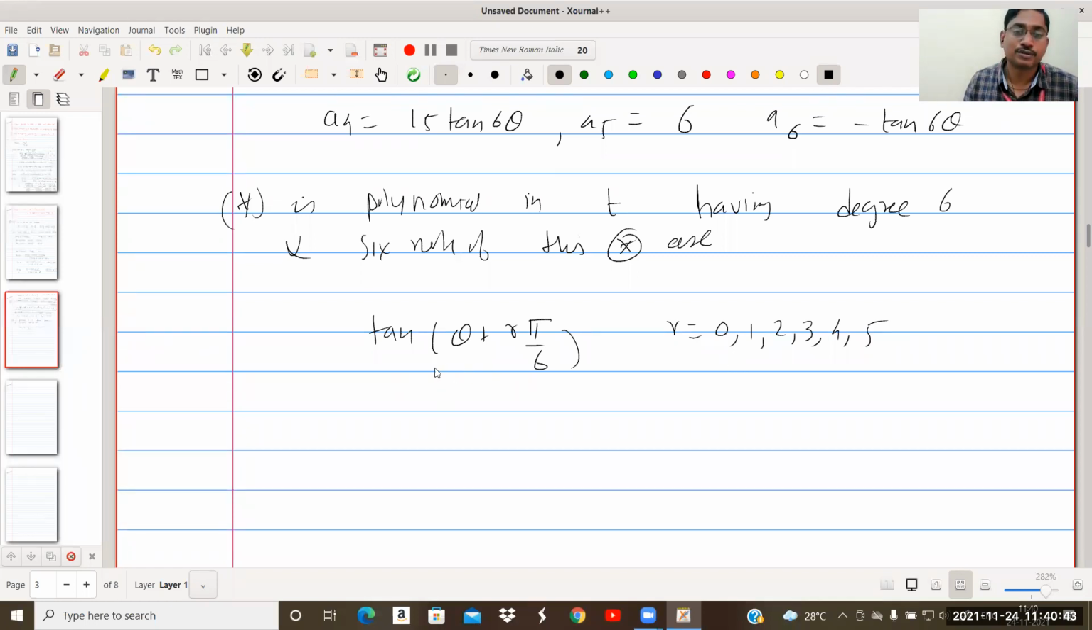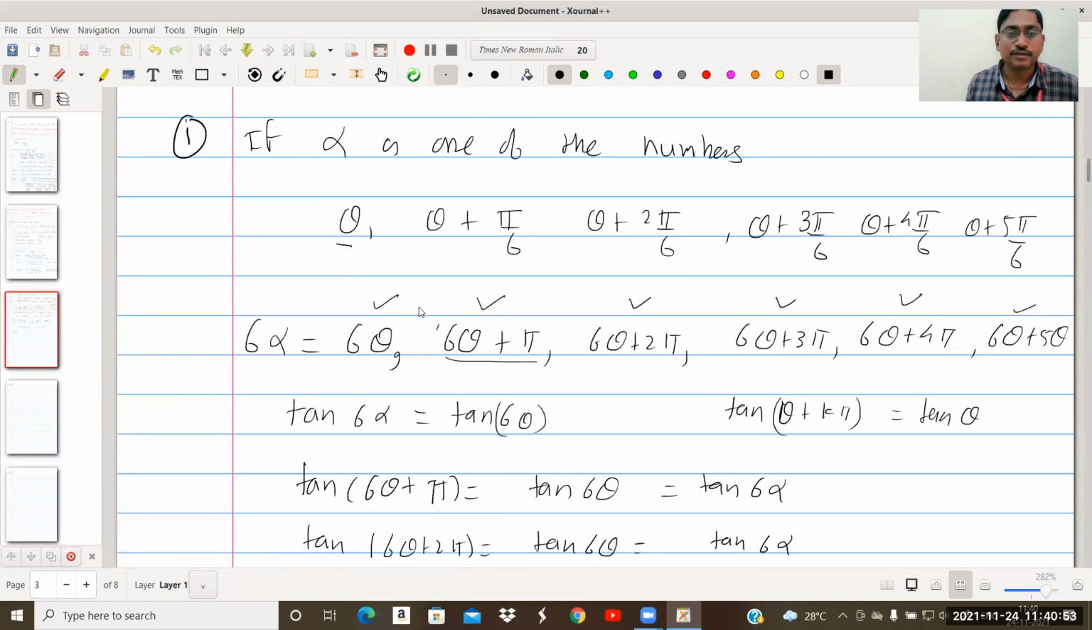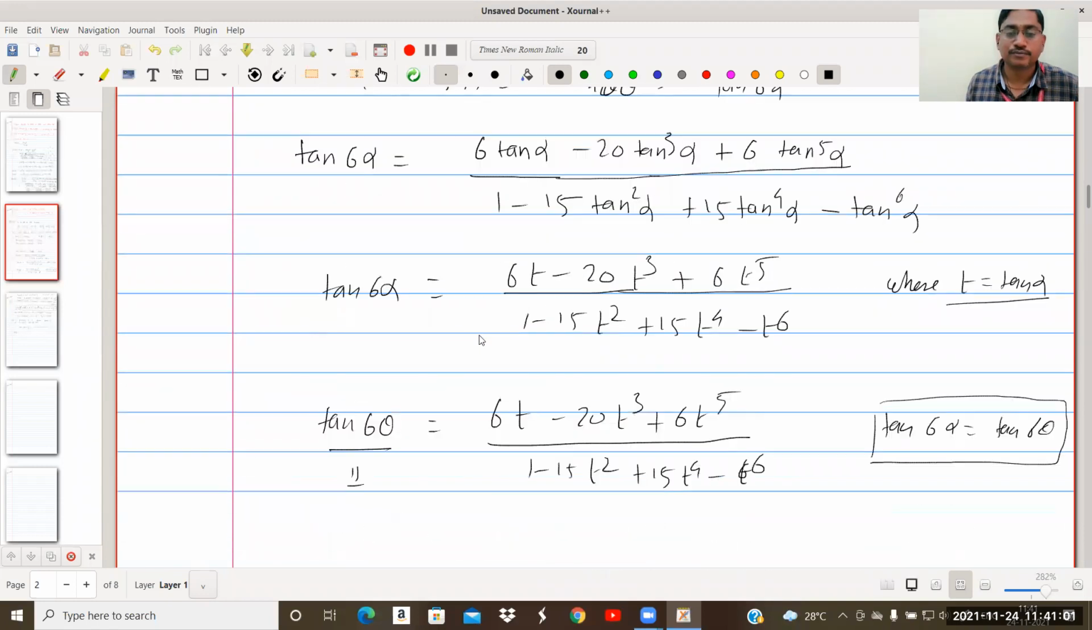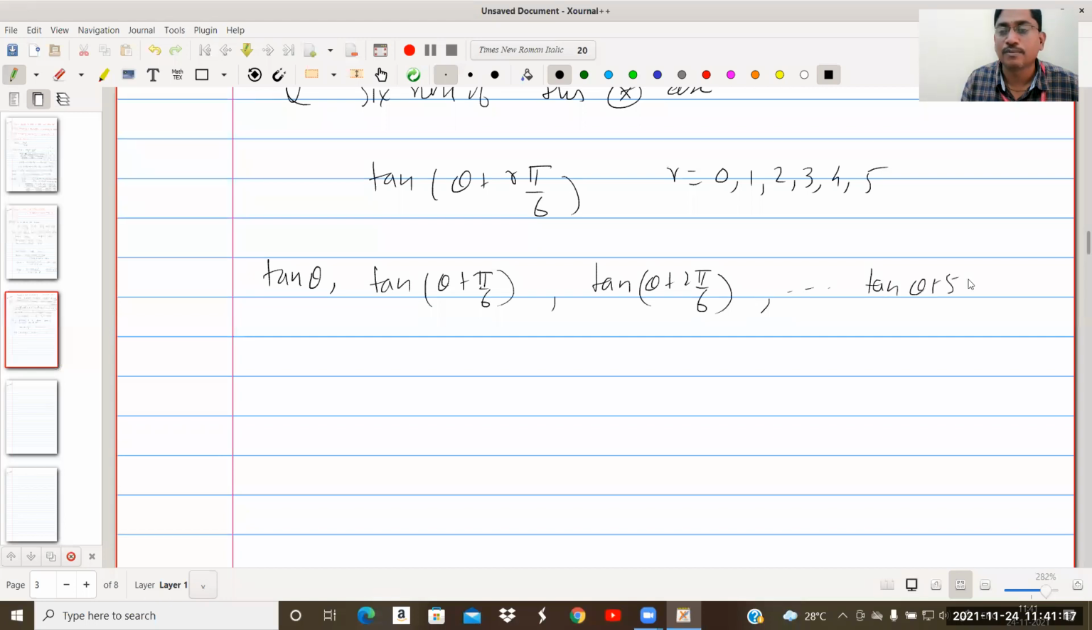So what is the first root? tan theta is the first root. We are taking alpha equal to theta, so tan alpha is tan theta, and so on. So I am writing all those roots: tan theta, tan of theta plus pi by 6, tan of theta plus 2 pi by 6, and so on, tan of theta plus 5 pi by 6.